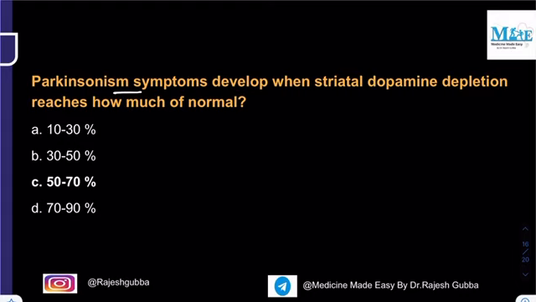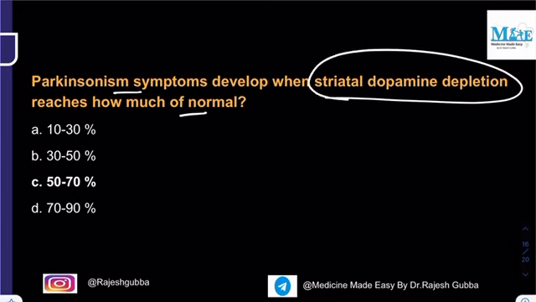Next question. Parkinsonism symptoms develop when striatal dopamine depletion reaches how much of the normal? The options are 10 to 30%, 30 to 50%, 50 to 70%, 70 to 90%. When the striatal dopamine depletion reaches 50 to 70%, that is the point when the individual will develop Parkinsonism.